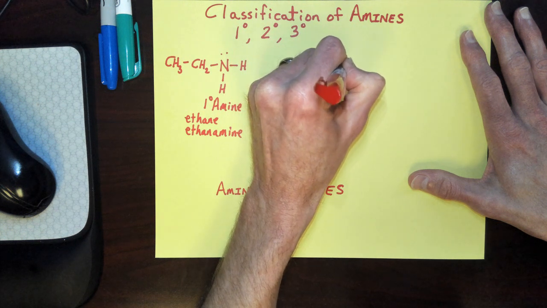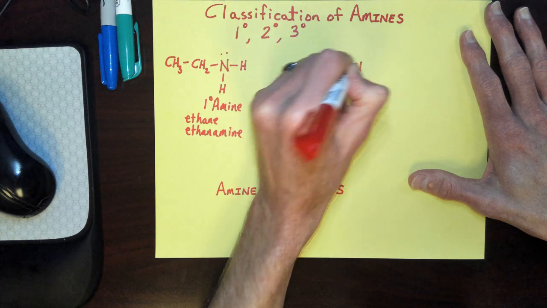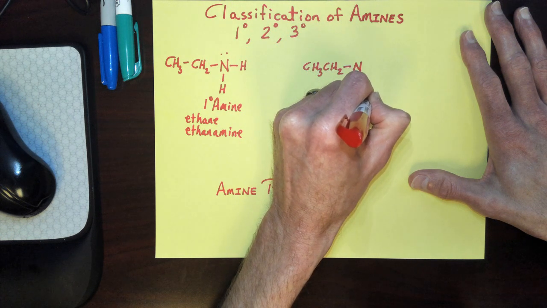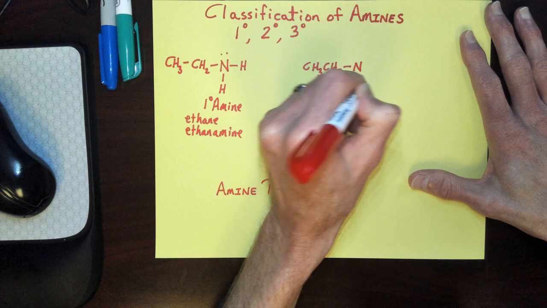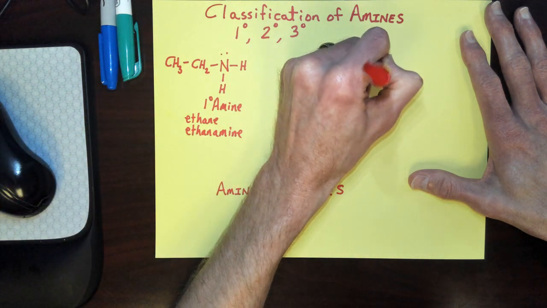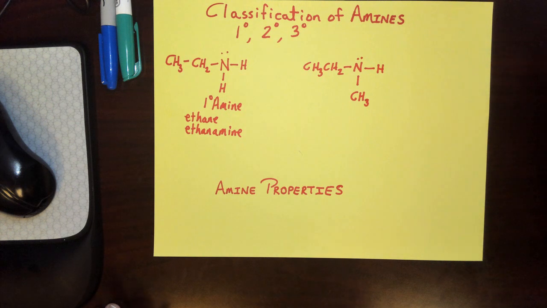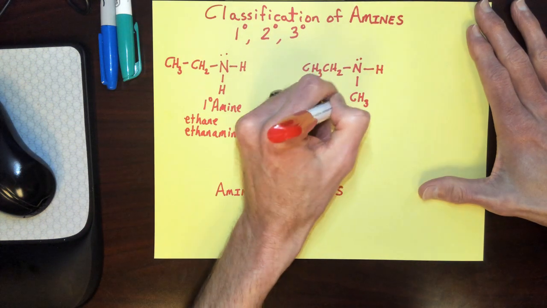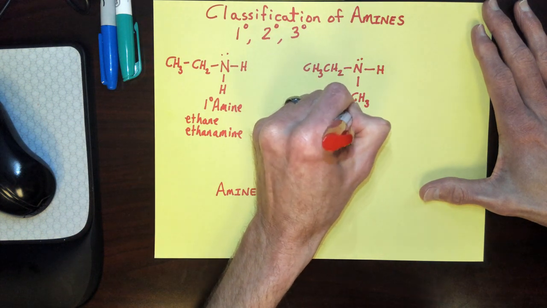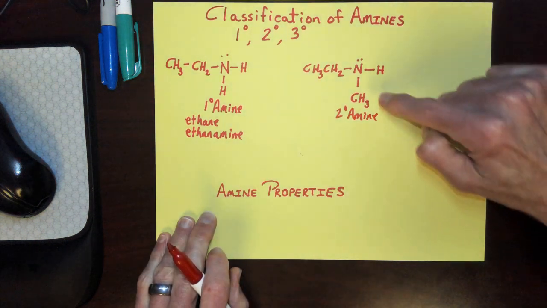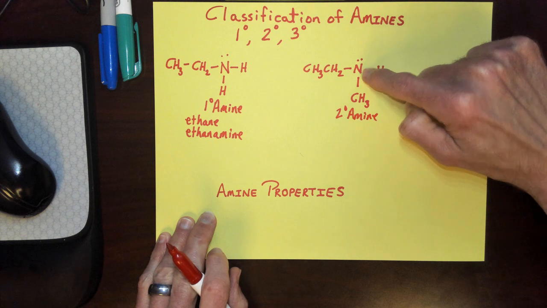and one of the hydrogens is replaced by a methyl. Now we're looking at a secondary amine. A secondary amine. Two carbon atoms directly attached to the nitrogen.